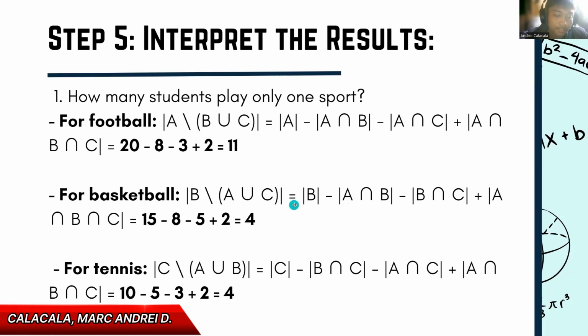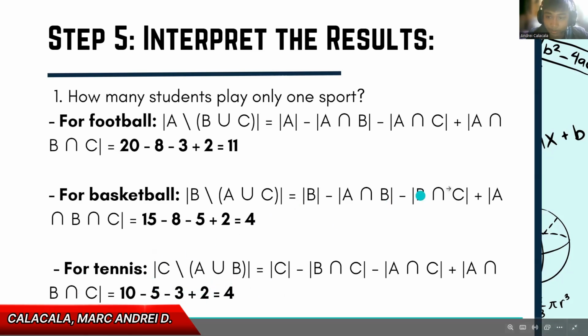And for tennis, the cardinality of the set obtained by excluding the elements that are in the union of sets A and B from set C is equal to the cardinality of C minus the cardinality of the intersection of B and C minus the cardinality of the intersection of A and C plus the cardinality of the intersection of A, B, and C. And this was the final answer.